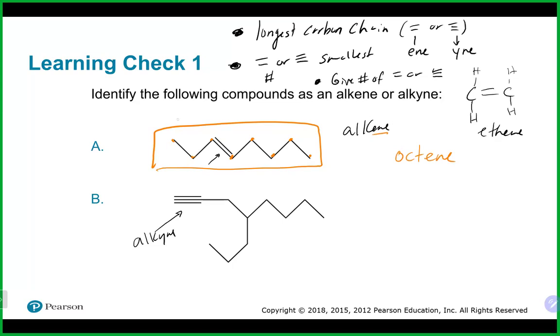And you could probably see that if you go left to right here, 1, 2, and 3, that definitely is a smaller number than if you went in the other direction, 1, 2, 3, 4, and 5. And we would count where it starts depending on which direction you're going. So this would be the way we want to go. How we incorporate that into the name is this is 3-octene. The 3 is the location where the double bond's at.